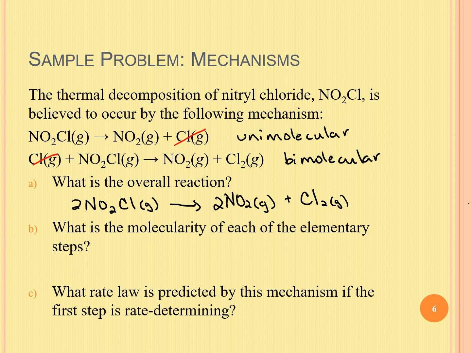All right, lastly, part C of our problem asks, what rate law is predicted by this mechanism? If the first step is rate determining, then the rate of our reaction is equal to k times NO2Cl, that's the only reactant, raised to some power. Right, so when we want the rate law, all we have to do is the one for the rate determining step. We don't have to worry about the second step in there because it's going to be much faster.